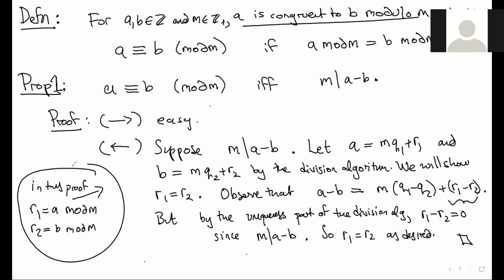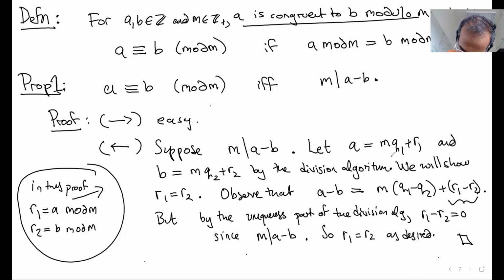After we got A minus B equals M times (Q1 minus Q2) plus (R1 minus R2), by the uniqueness of the division algorithm, if they're unique, does it mean that they are the same, or is there another step? Okay, you're right. There's actually one more step which I missed. So A is equal to this, and let's assume without loss of generality that R1 is greater than or equal to R2.